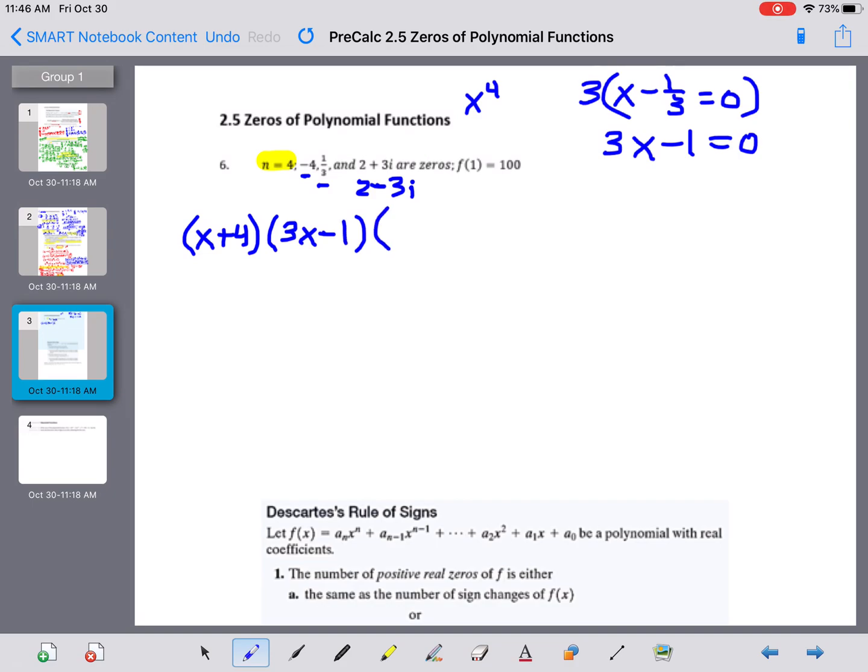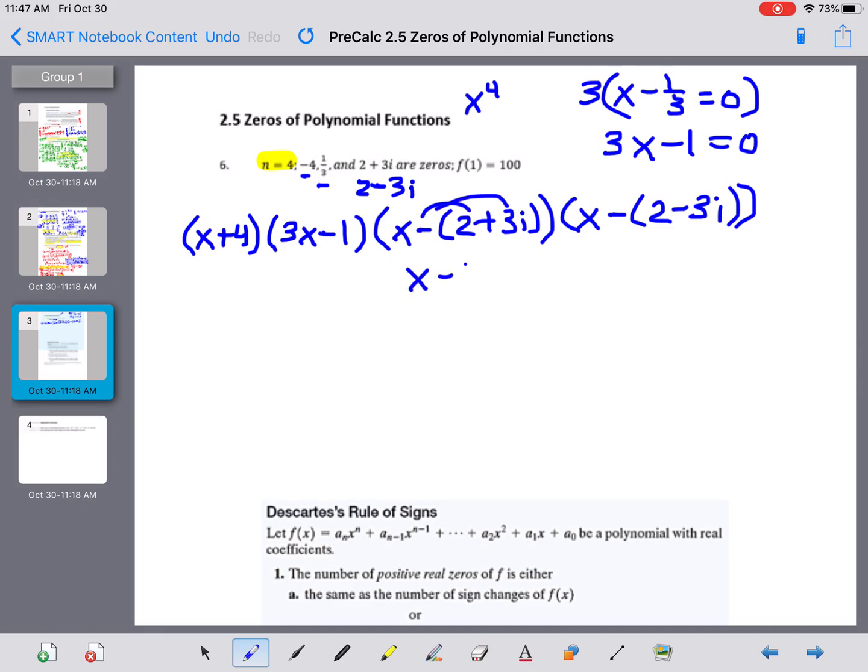Then I have, now be careful here, x minus 2 plus 3i, because we always subtract the roots, and x minus 2 minus 3i, okay? So over here, because of this minus going through, I get x minus 2 minus 3i. And then this one is x minus 2, as this distributes through, plus 3i, okay?